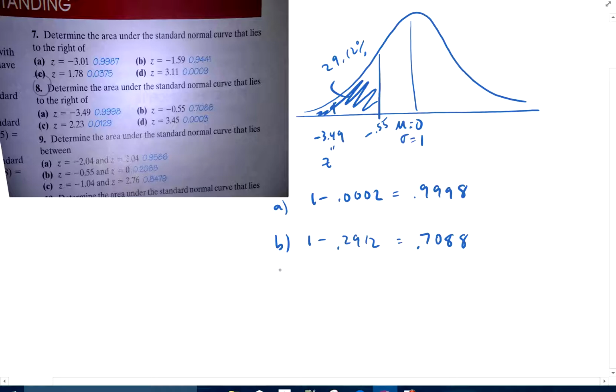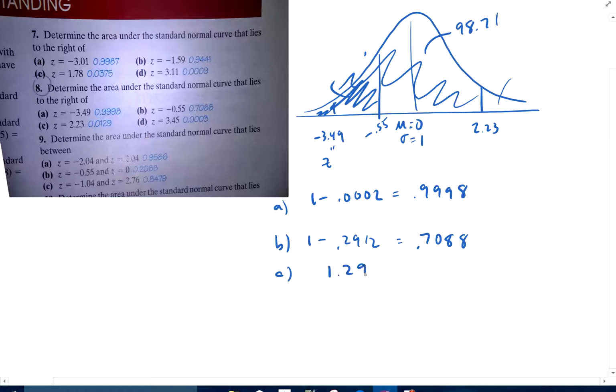Yep. Okay, C. To the right of 2.23. So I'm going to look up that area now. 2.23, other side. 2.23 is 98.71. So this area is, if you just subtract that from 100, 1.29%. Right? That's 1 minus 98.71, of course.